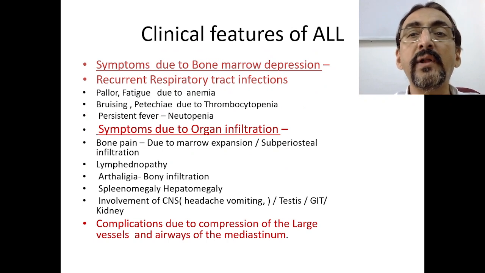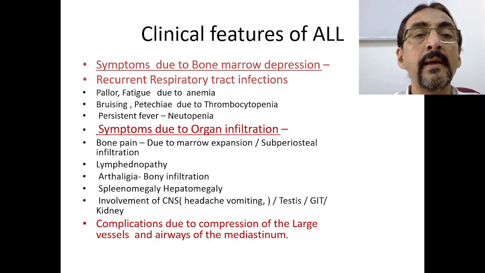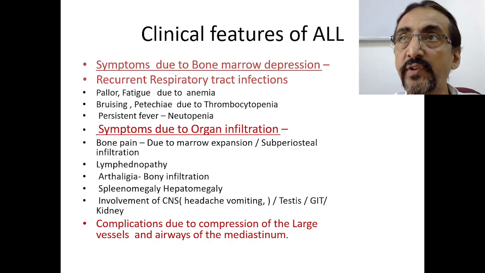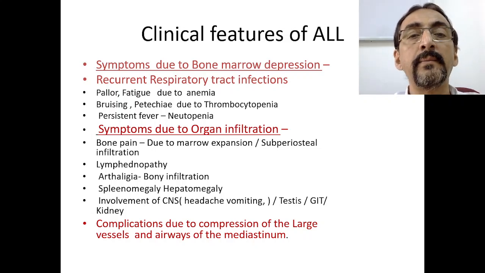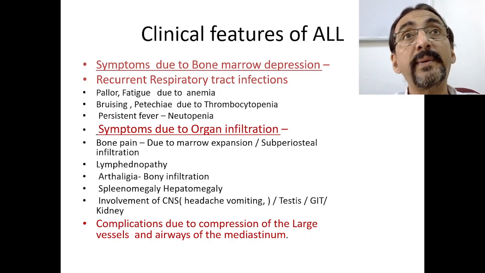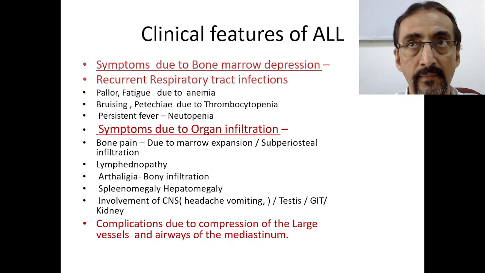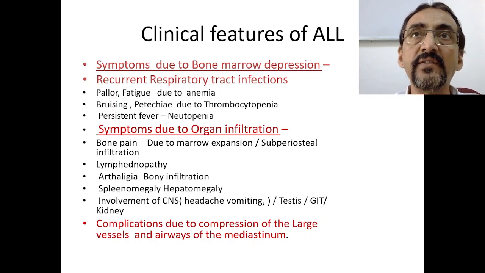Clinical features of ALL. Symptoms due to bone marrow depression. There are so many symptoms due to bone marrow depression. There may be recurrent respiratory tract infection, pallor and fatigue due to anemia, bruising and petechiae due to thrombocytopenia, and persistent fever because of neutropenia. So these problems occur because of bone marrow depression. Bone marrow is not producing normal cells now. That means abnormal cells are produced, lymphoblasts and myeloblasts both.